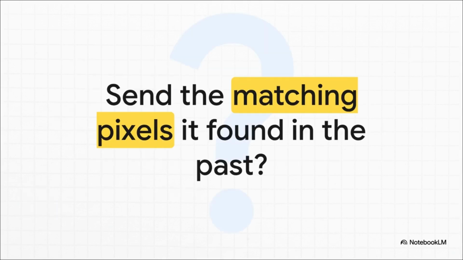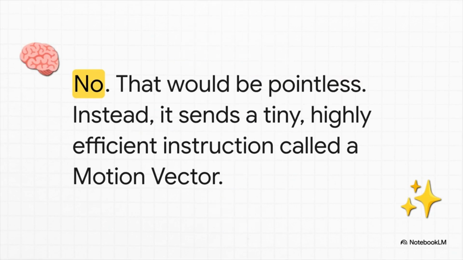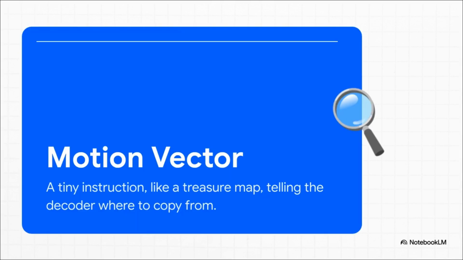Okay, so our detective finds a perfect match. Say, a piece of the background from one moment ago that perfectly matches a piece of the background right now. The obvious next step would be to just send that block of pixels it found, right? Nope, absolutely not. That would be completely pointless. You'd just be sending the exact same pixels you were trying so hard to avoid. Instead, our lazy codec does something way, way smarter. It sends a tiny, incredibly efficient instruction. It sends something called a motion vector.